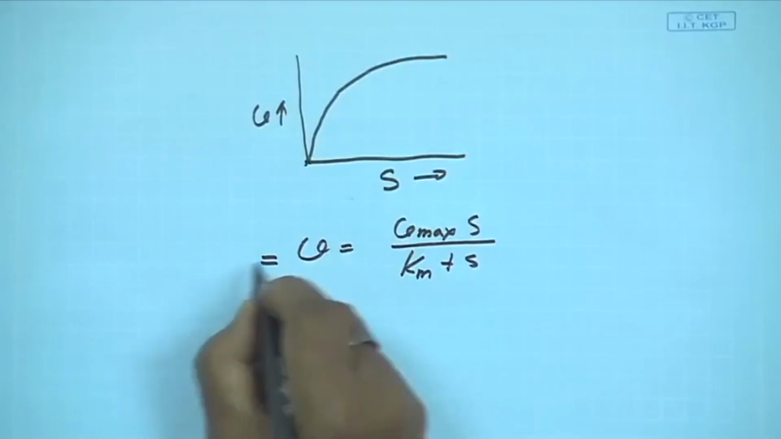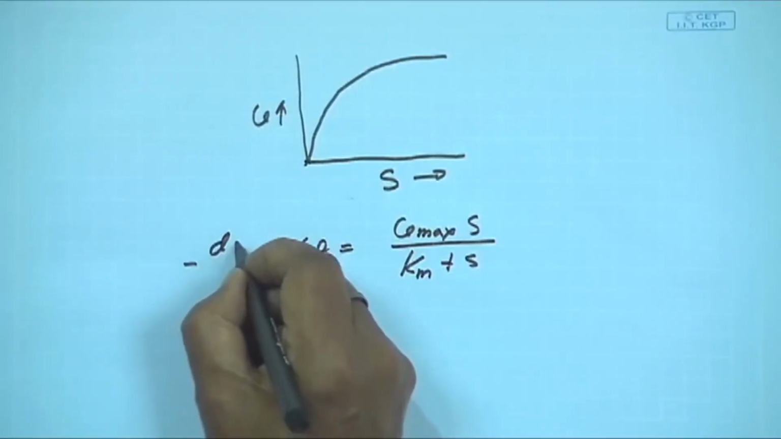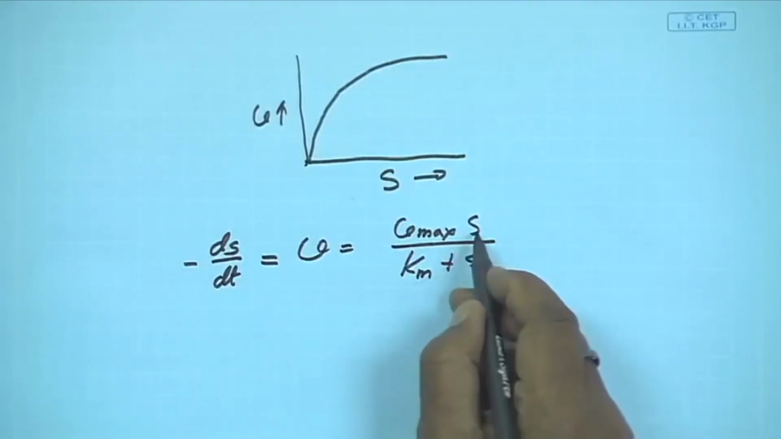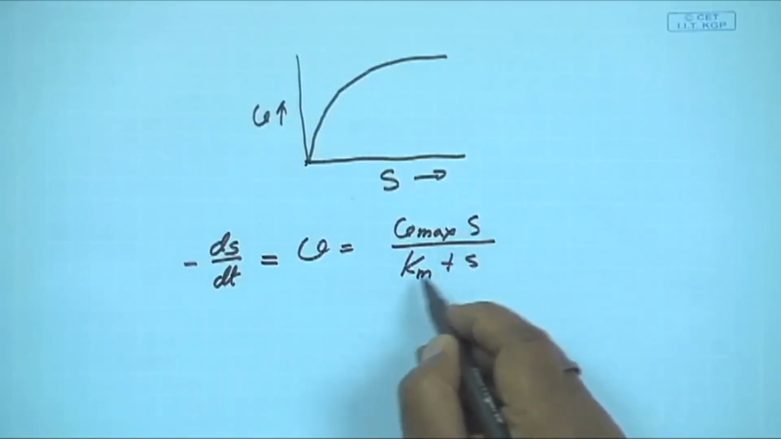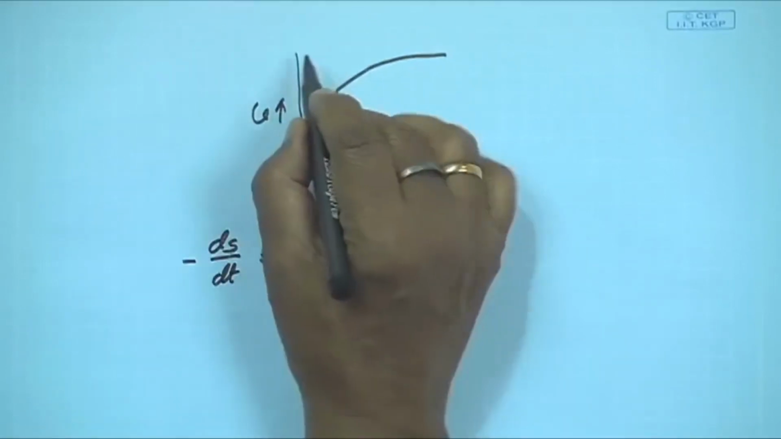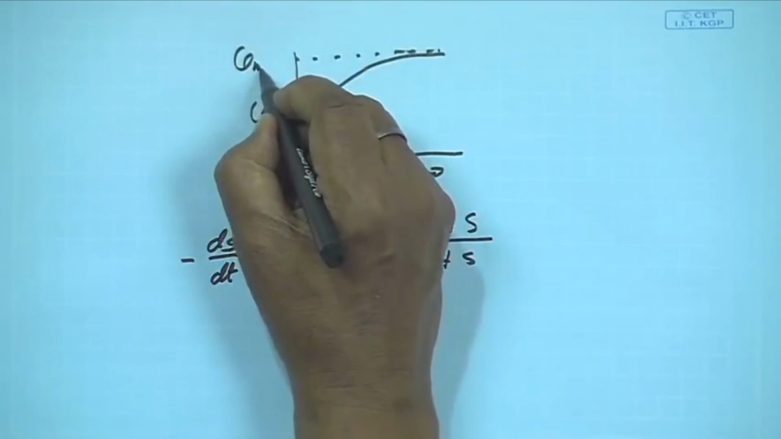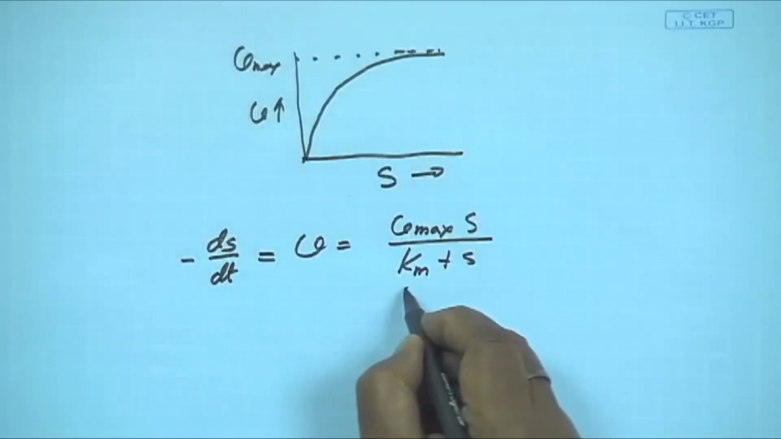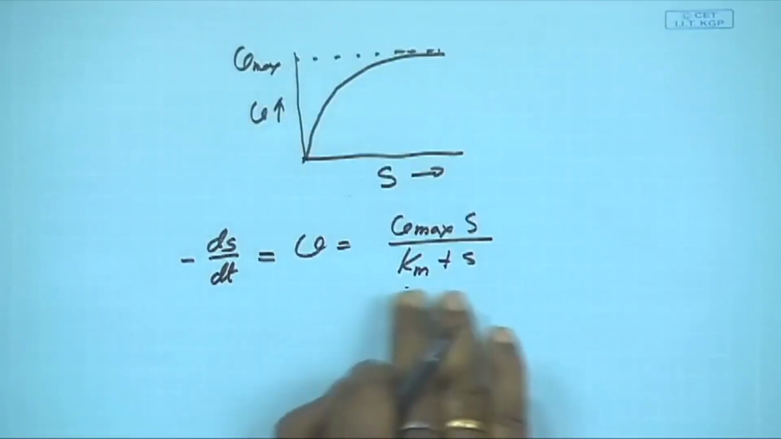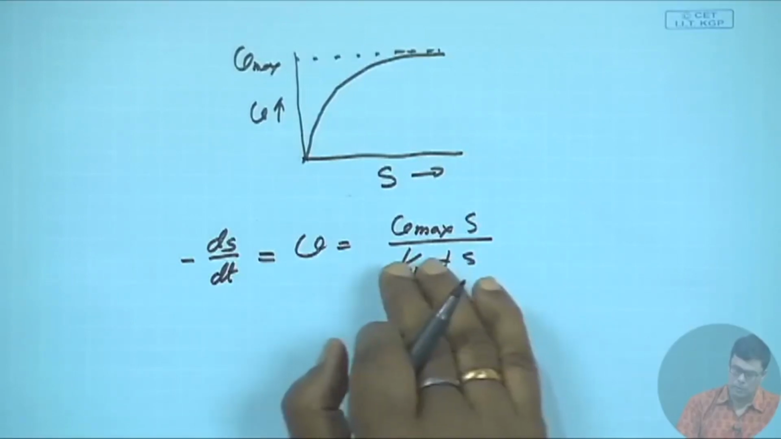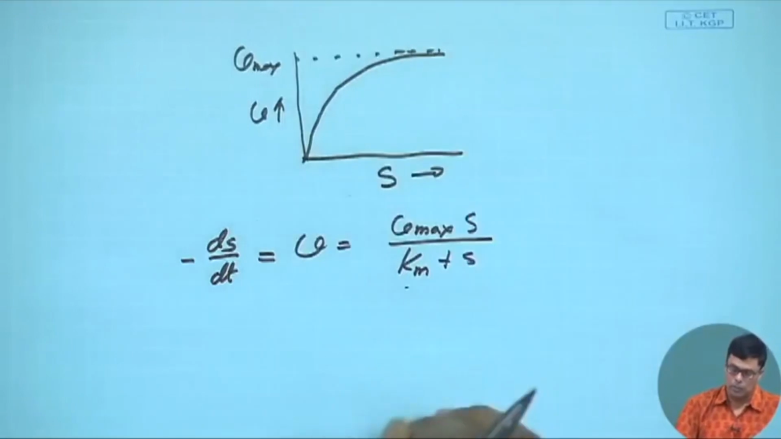Velocity of reaction I can express as minus dS by dt, the rate of substrate degradation, S is the substrate concentration, and Vmax is the maximum velocity of reaction. Km is the Michaelis-Menten constant. So this is the equation that we have, and Michaelis-Menten proposed this equation on the basis of this correlation.